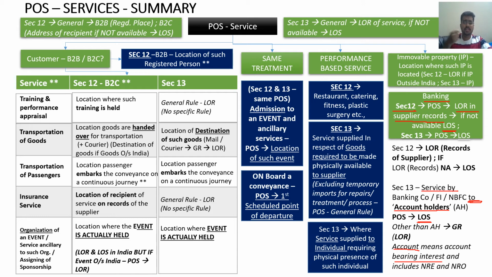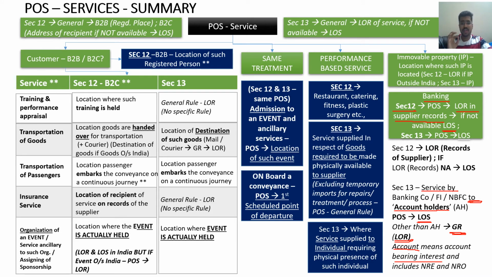Section 13 says POS will be LOS, location of supplier, if they are dealing with an account holder. However, if he is not an account holder, what do we mean by not an account holder? If he is having an account which does not pay him interest, then in those cases this rule will not apply. You will have to follow the general rule, which is the location of recipient, which is outside India. Let's say if he is in Dubai, the location is going to be Dubai, because the place of supply will be Dubai, because he is not an account holder.